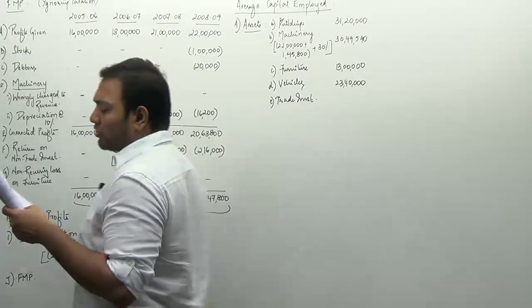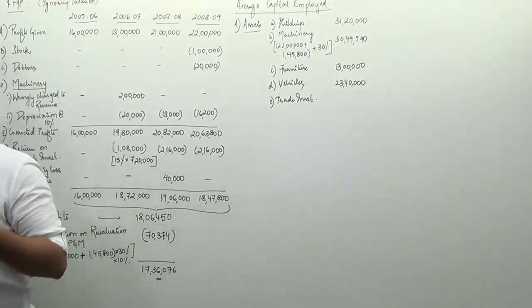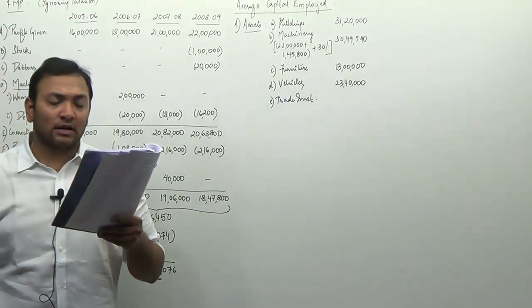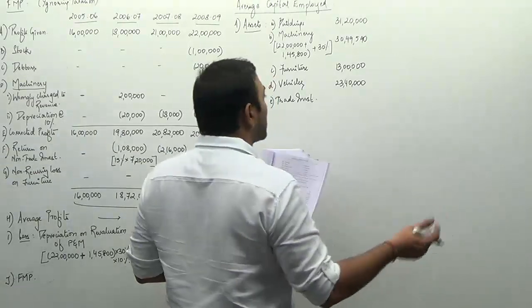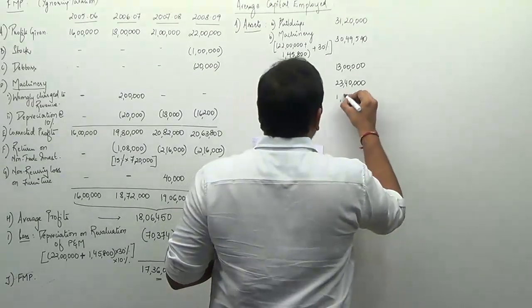Only trade investments considered. Read that point number 2. Trade investments are 10% of the total investment. 16 lakhs total investment, 10% is 1 lakh 60. Should be valued 10% below cost. 1 lakh 60 minus 10% is 1 lakh 44,000.